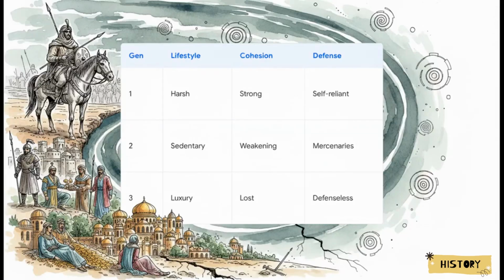We can see the mathematical certainty of the decline right here. You go from the harsh, totally self-reliant nomads of Generation 1 who share extremely strong cohesion, down to the second generation who begin trading in their toughness for palaces and bodyguards, and finally Generation 3. Living in absolute luxury, their social cohesion is completely, irreversibly lost, and they are entirely defenseless. It's literally a tragedy of success. They succeeded so much that they engineered their own destruction.